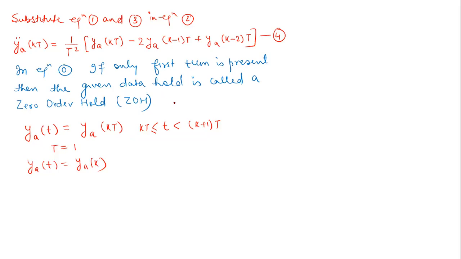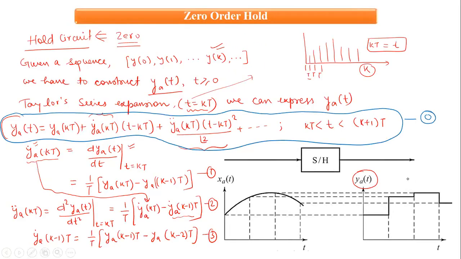Now this is the output of a zero order hold. So if you give some sample to a zero order hold, it will give you this kind of output. Now if you see in the previous diagram here, this output belongs to the zero order hold. For first order hold we have a different kind of output. But the mostly used hold circuit is zero order hold because it gives us more relevant output.